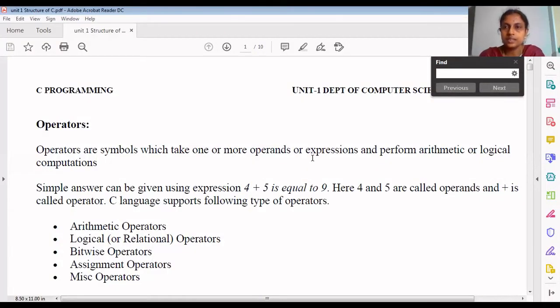Today's class we will discuss one type of token. If you remember, in these classes we were discussing a concept called tokens. Tokens are the smallest elements in a C program, and we call them tokens. There are various categories of tokens, like keywords, identifiers, constants, variables, operators and other things.